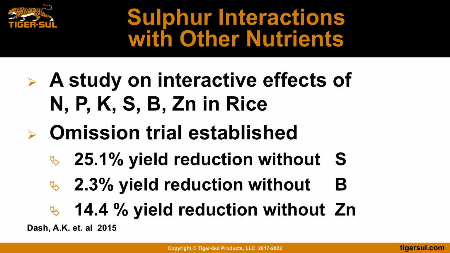Another study was conducted looking at the interactive effects of nitrogen, phosphorus, potassium, sulfur, boron, and zinc in rice, where an omission trial was established. And what I mean by an omission trial is you set up the trial with all the nutrients and then start removing one at a time to evaluate a specific effect by that nutrient. In this case, a 25% yield reduction occurred when sulfur was removed, a 2% reduction in yield occurred when boron was removed, and a 14% reduction in yield occurred when zinc was removed.